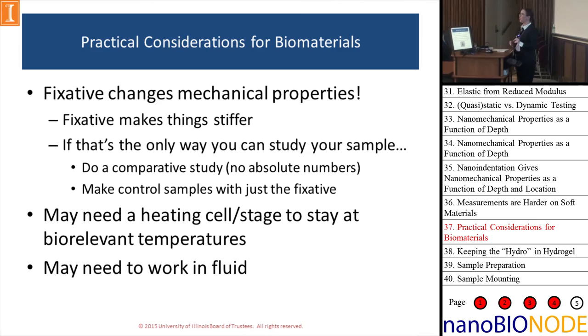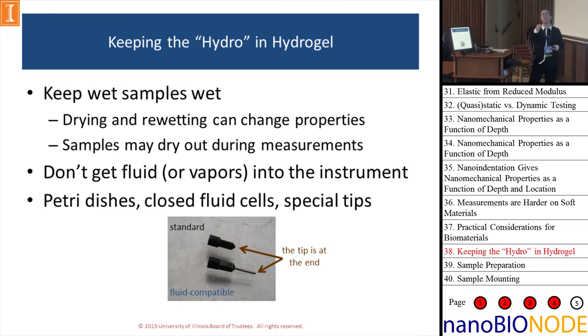If you're doing samples, especially things with hydro in the name, like hydrogel, you want to keep them wet. Plenty of samples will crack when you dry them out, so you can't dry them out and then wet them out later. So you want to keep your sample wet, and you want to keep the instrument dry because electronics do not like being soaked in buffer solution. So there are often special nano indenter tips that are extra long so that they can fit down into a thin fluid layer without the fluid wicking up into the transducer.